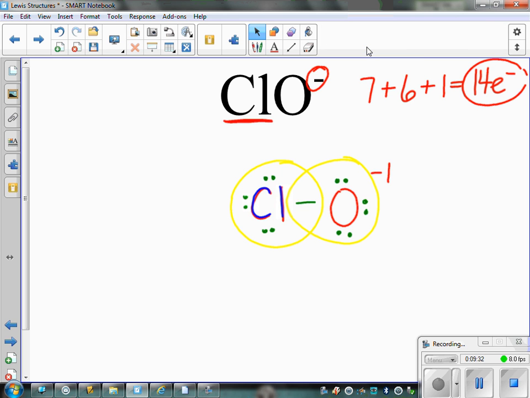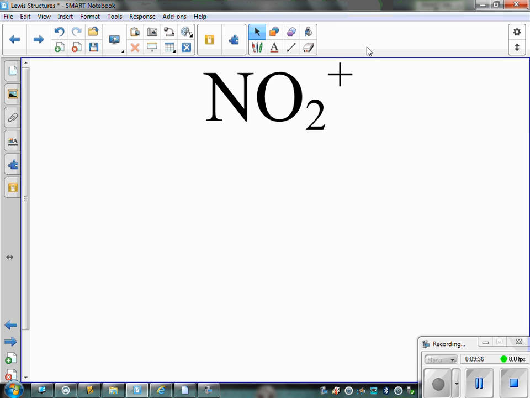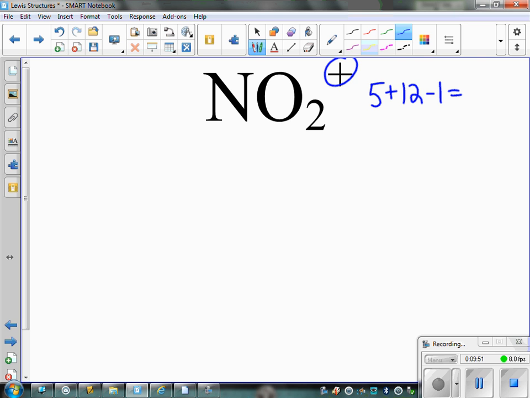Again, we didn't have to do a number of rules on this one. We'll see those extra rules on this last example. So let's do NO2 with a +1 charge. So nitrogens each contribute 5. The oxygens each contribute 6, and we have 2 of them. And then this plus is telling you to lose an electron. So we have a total of 16 electrons. Okay, center atom is the one that you have the least of, so it'll be nitrogen.